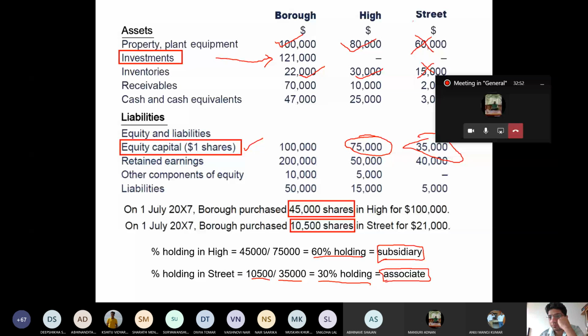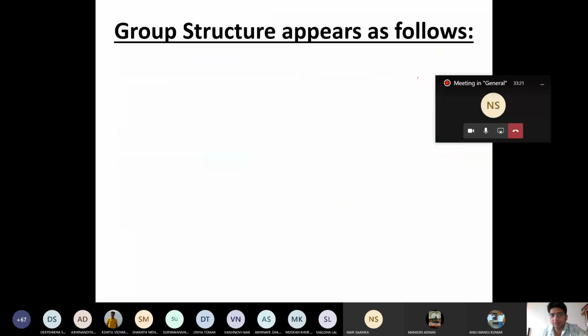Is this clear? Yes, sir. Okay, no one has any problem till here. This is very important. If you get the working note one wrong, you will never understand what all figures to consolidate. So see how the group structure appears.